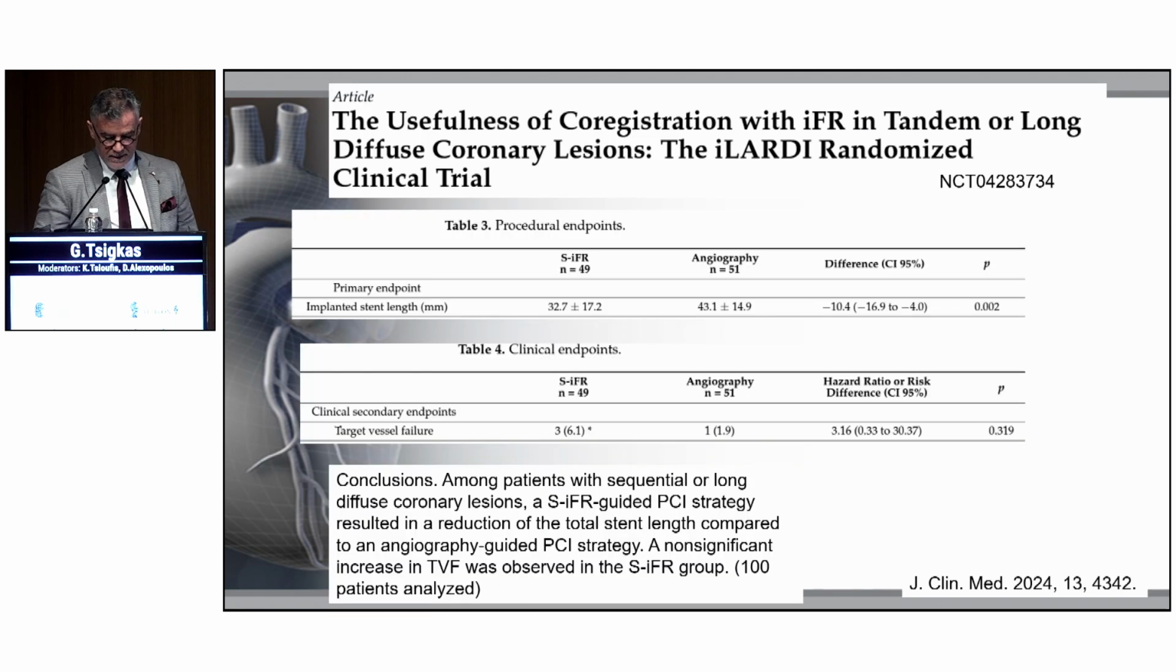For conclusions, I would like to use this slide. This is a very recent randomized study, the ILRD, which concluded that in patients with sequential long diffuse coronary lesions, using this technology led to, I could say, better stenting, but there is a common problem regarding physiology studies. We face more MACEs, more TVF or TVR, I could say. This is something we have to discuss more. Thank you very much.